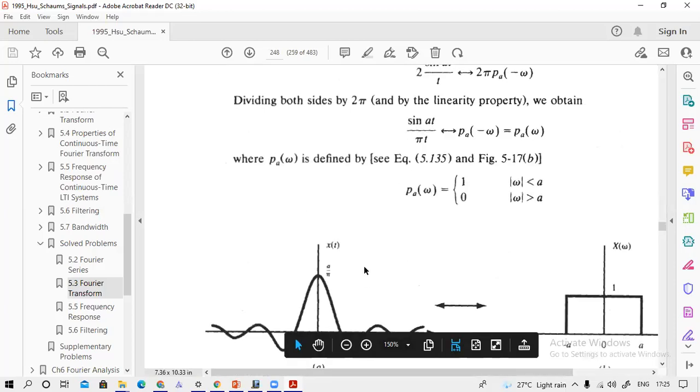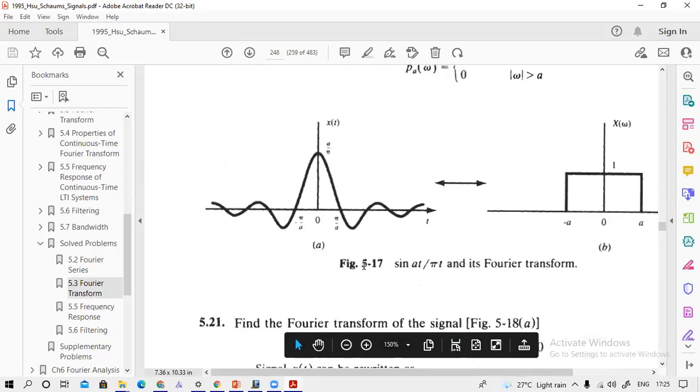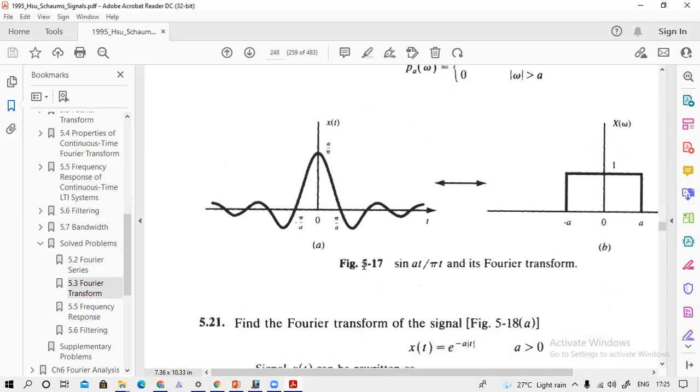Okay, here we have a sinc pulse. So what is the amplitude here? The amplitude is A by 5. And the zero crossing point is 5 by A, so minus 5 by A to plus 5 by A.